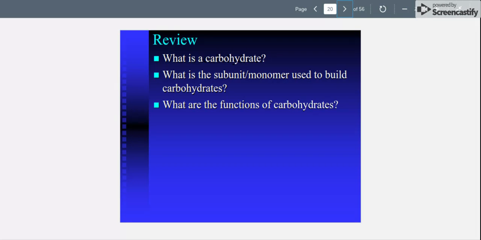The most common energy source for living things, especially us as humans, is glucose. That's what we're best at processing. Okay. The functions of carbohydrates: quick energy when we're looking at monosaccharides or disaccharides, as well as more long-term energy for our polysaccharides.